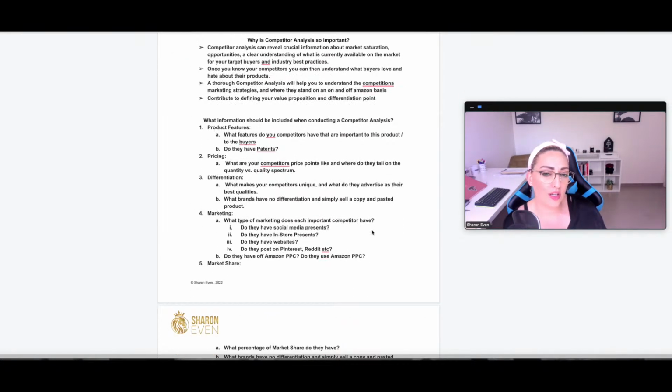So what information should be included when we are conducting competitor analysis? So first of all, if we're looking at a very specific product, we want to understand what are our competitors' product features. So what features do your competitors have that are important to the specific product that you're looking at, or are important to the specific buyers. It's important to understand the type of features that your competitors' products have.